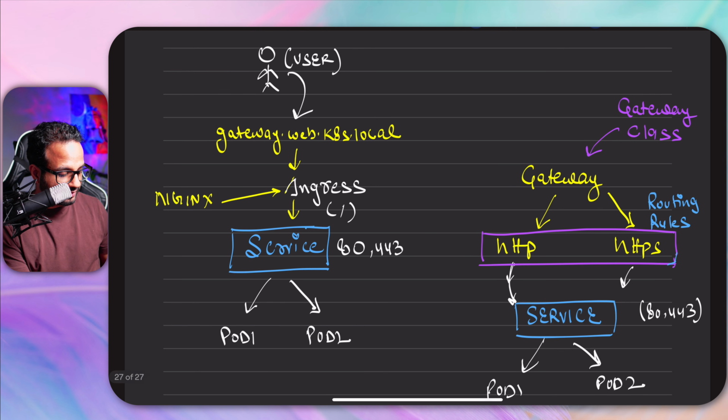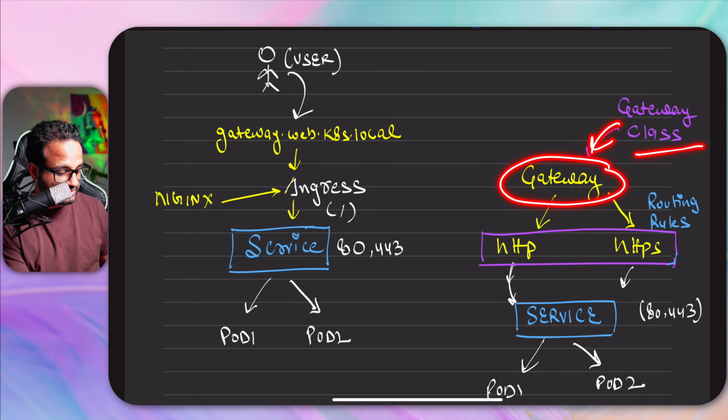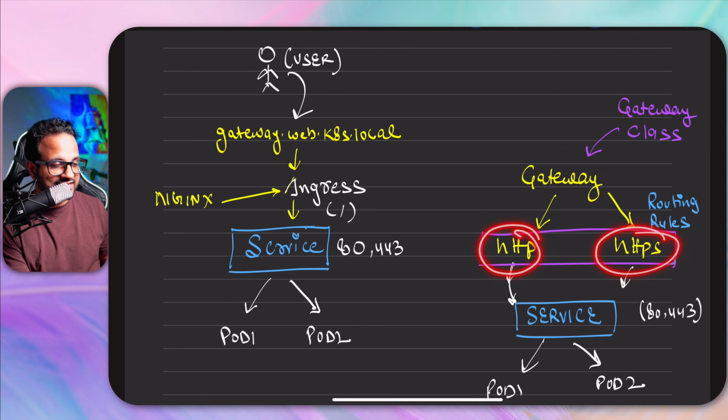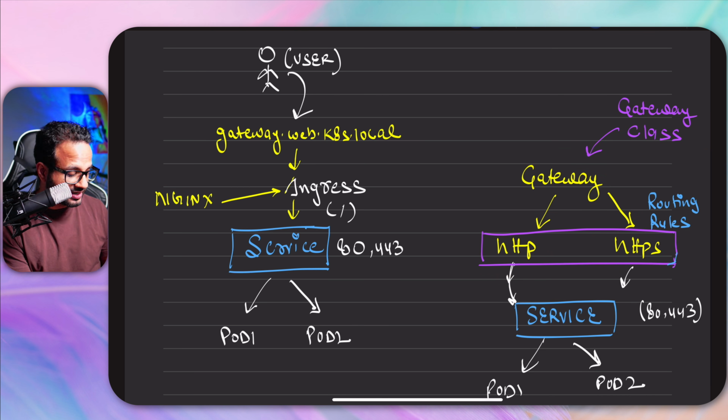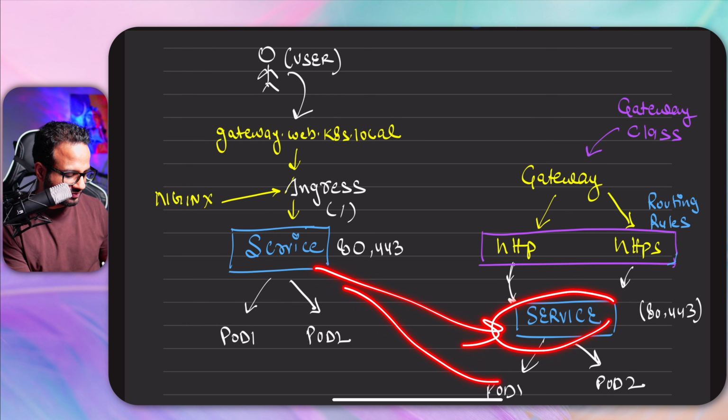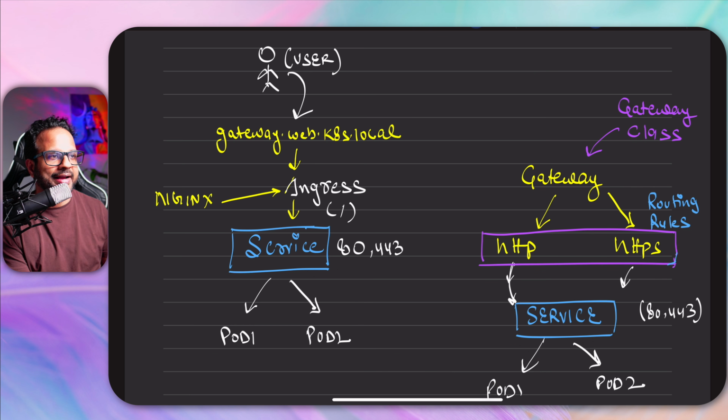Now we have a Gateway resource which is managed by a GatewayClass over here. Then we'll create routing rules, such as for HTTP and for HTTPS. Then again there will be the service, which is basically the same service and same pods that are running in the backend.